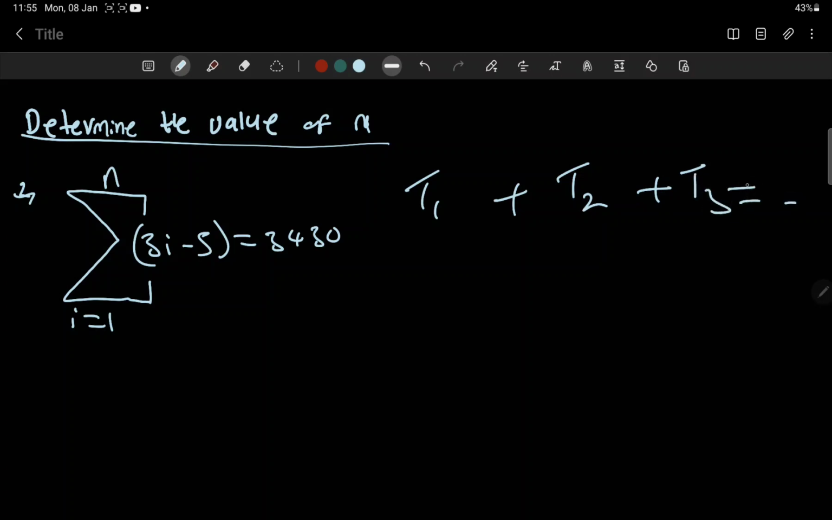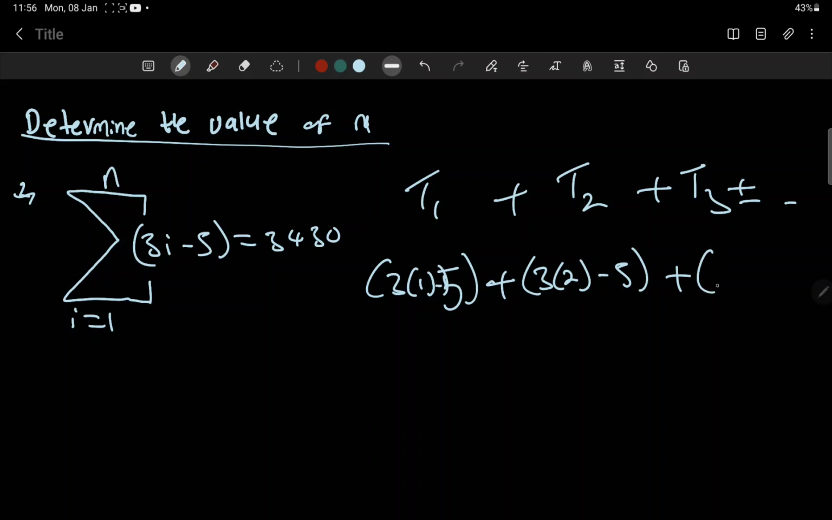And so on and so on. Then for term number 1, 3 into 1 minus 5. Then for the second term, 3 into 2 minus 5. Third term, 3 into 3 minus 5. Get the logic: 1, 2, 3, term 1, term 2, term 3. Then this is negative 2, plus this is positive 1, this is positive 4.